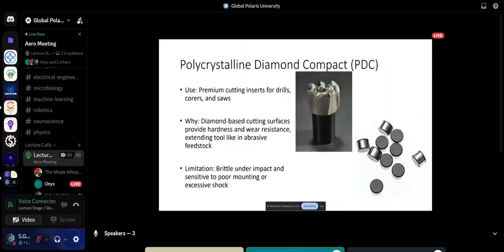Next, we have another use for cutting inserts and drills. It is polycrystalline diamond compact. Why? Because the cutting surface provides very hard and wear resistant properties, so it extends tool life, and it's great when it comes to abrasive feedstock. So this is one mining material option that we can use. There is a limitation that it is brittle under impact and it is sensitive to poor mounting or excessive vibrations.